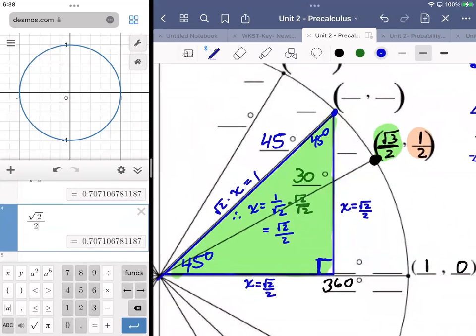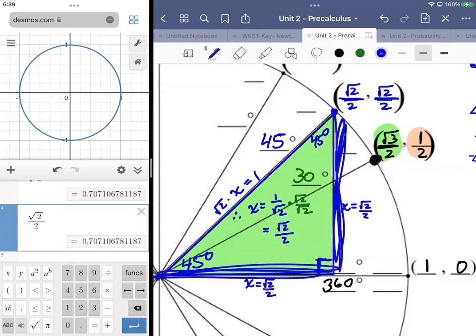And since I'm looking for a horizontal distance followed by a vertical distance to give me a coordinate value, I now have enough to determine that the coordinates here would have to be radical 2 over 2, comma, radical 2 over 2. So it's horizontal distance followed by vertical distance. That's how it all works out.